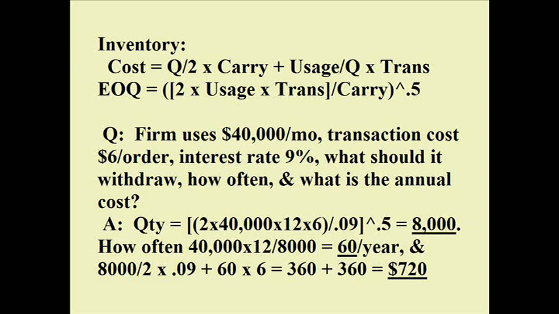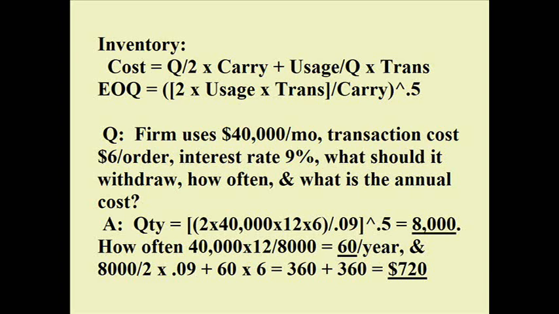Well, let's see. It's two times the 40,000, times 12 per month to make it annual, times the $6 transaction cost, divided by 9% as a decimal. Take the square root, we get 8,000. How often? Well, our annual is 40 grand times 12 divided by the 8 is 60 times a year.